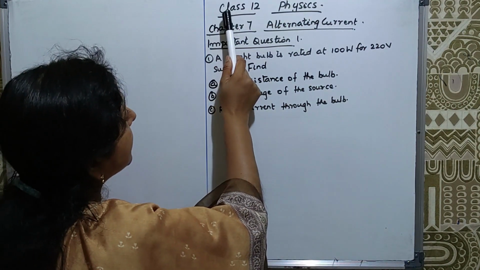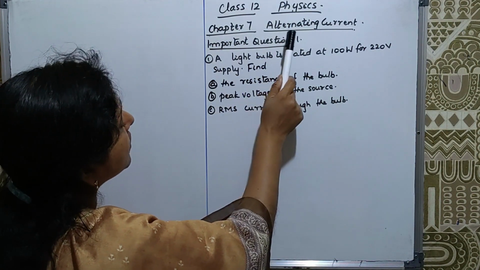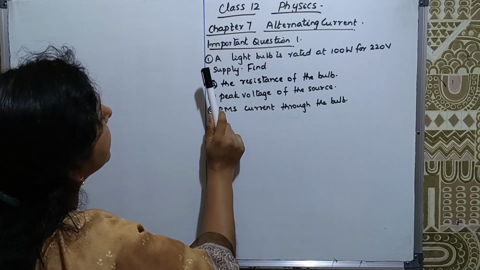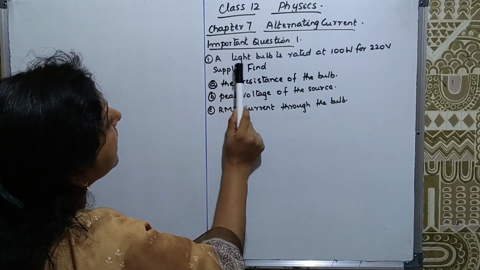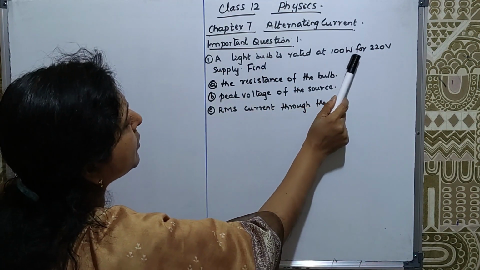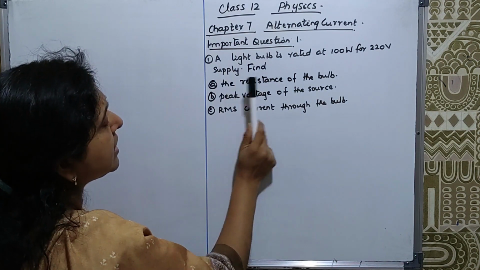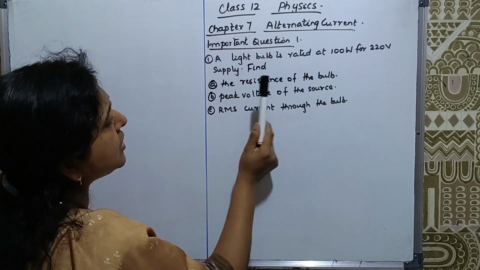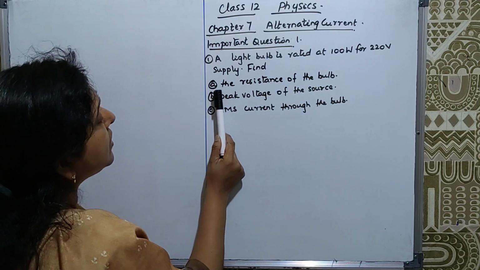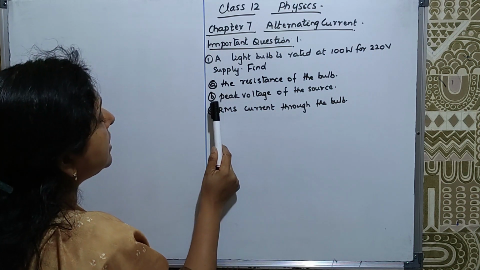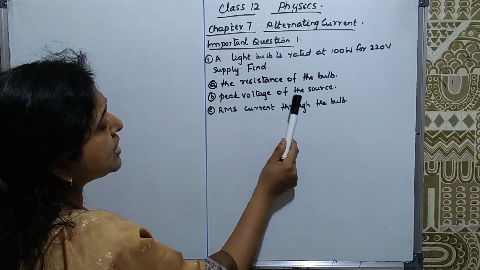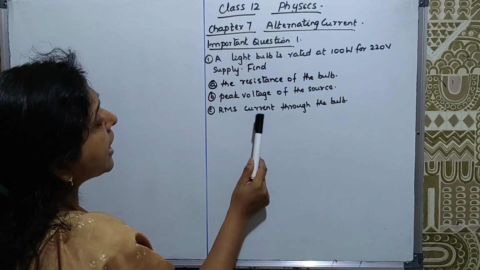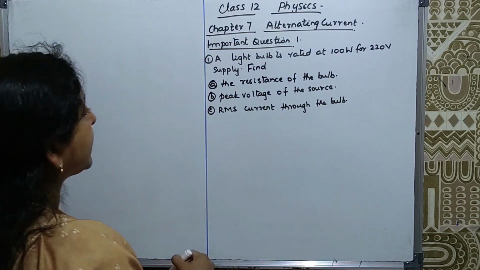Hello children, we are doing class 12 physics, chapter 7 alternating current, important questions. First one: a light bulb is rated at 100 W for 220 V supply, meaning 100 watt for 220 volt supply. Find A, the resistance of the bulb, B, the peak voltage of the source, C, the RMS current to the bulb.